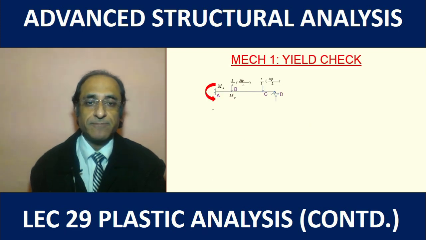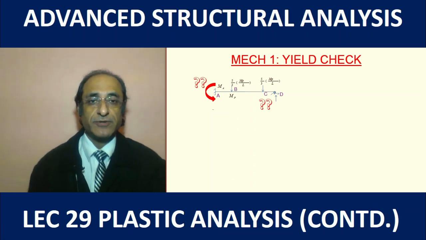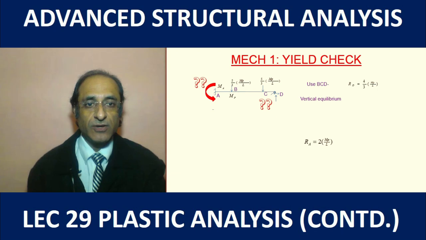Now we come to the yield check. For the yield check, we know that this structure has an indeterminacy of 1. So at one particular point, let's say at B, we assume that the bending moment is equal to the plastic moment capacity MP, and we keep the bending moments at A and C as unknowns, and with this information we try to find the bending moments at these 2 points, A and C. We begin with BCD, and if we make use of BCD, we can find the reaction RD, and then from the overall vertical equilibrium of the entire structure we can find RA.